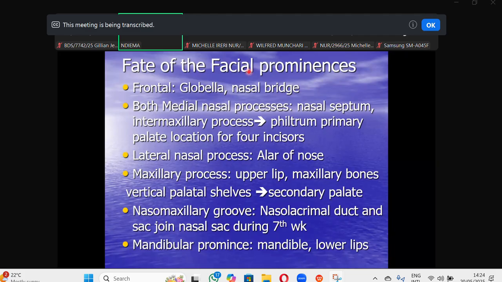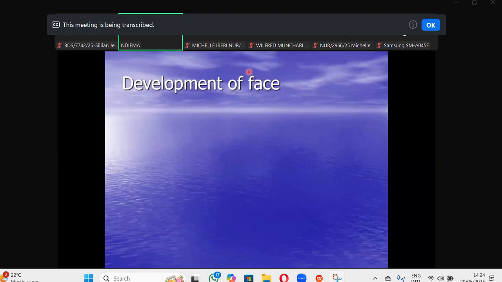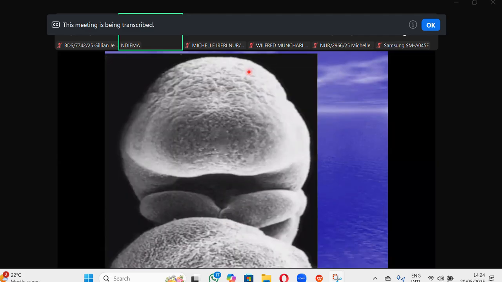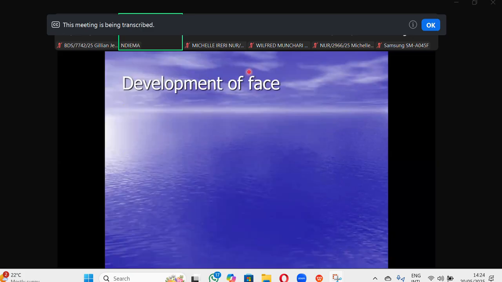These facial prominences arise from migration of the neural crest cells. Neural crest cells usually develop between the neural tube and the surface ectoderm. Those cells detach when the neural tube is completely formed and they migrate outwards. So the prominences are mesenchymal cells that develop from the neural crest cells.